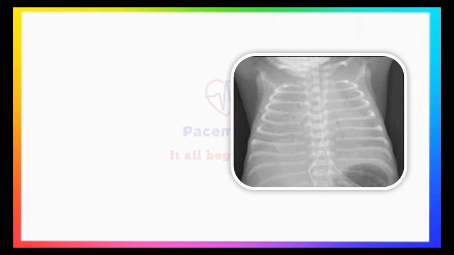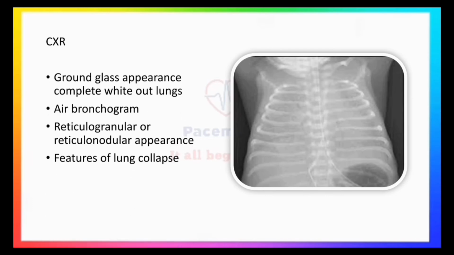What are the chest X-ray features that are suggestive of RDS? In RDS, there is a complete white out of the lungs. That is because of the ground glass appearance of the lung fields, and you may see air bronchogram, that is air present in the bronchi and bronchioles. Sometimes you may find a reticulogranular or reticulonodular appearance, and you may find features of lung collapse. This is the typical X-ray feature of RDS, complete whiteout lung.